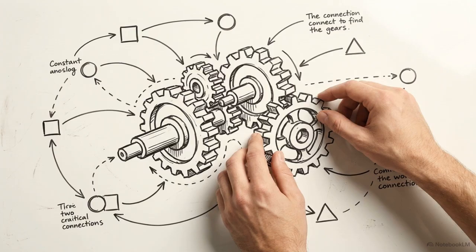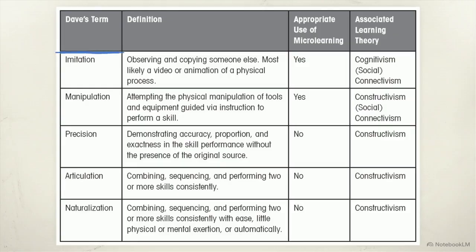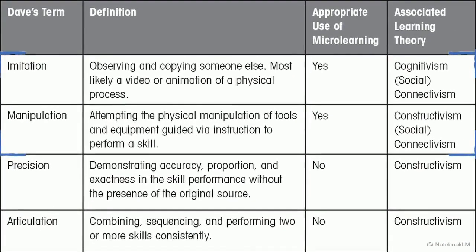The final boundary is the psychomotor domain, mapping how we acquire physical and motor skills. This chart shows Dave's taxonomy, detailing the progression from basic physical mimicry to automated expertise. Microlearning thrives strictly at the bottom 2 levels: imitation and manipulation.